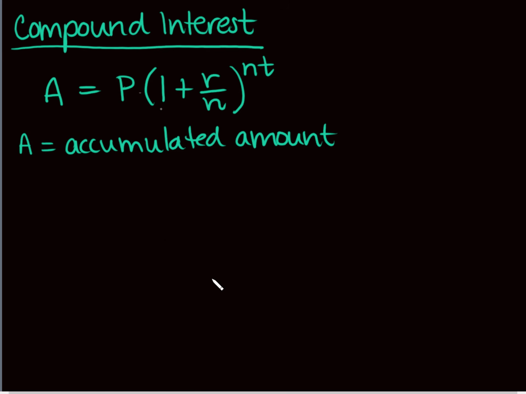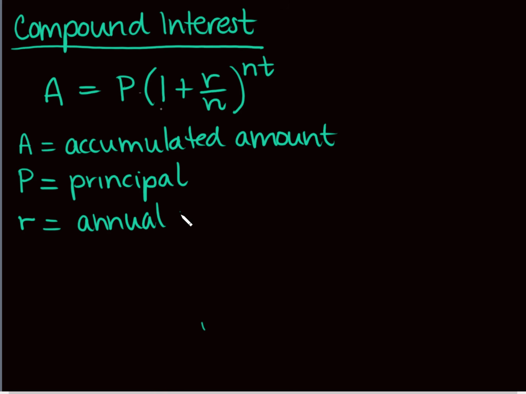P is the principal. P is the amount of money that you're going to actually invest into an account. I guess you could talk about interest paid on a loan, but this is called your principal. R is going to be your annual interest rate. N is going to be the number of times that you compound per year.